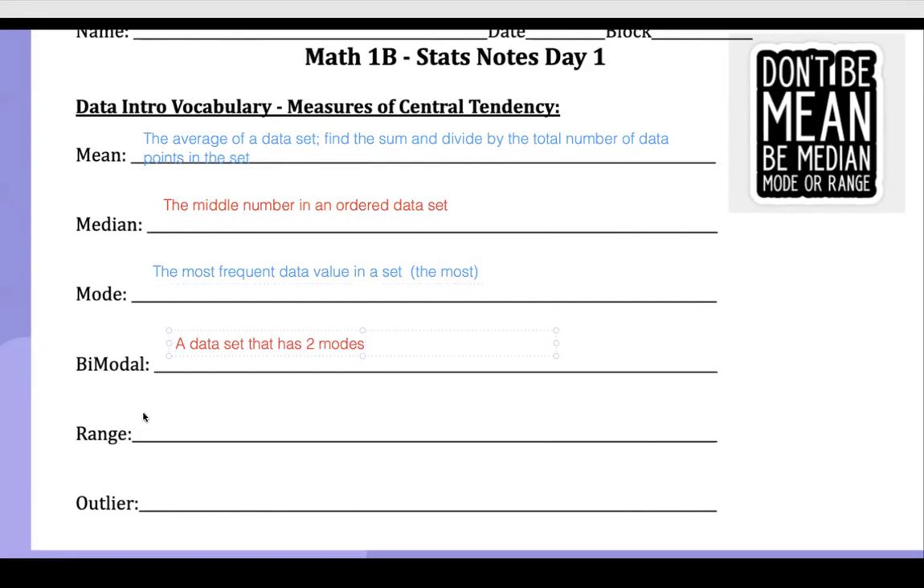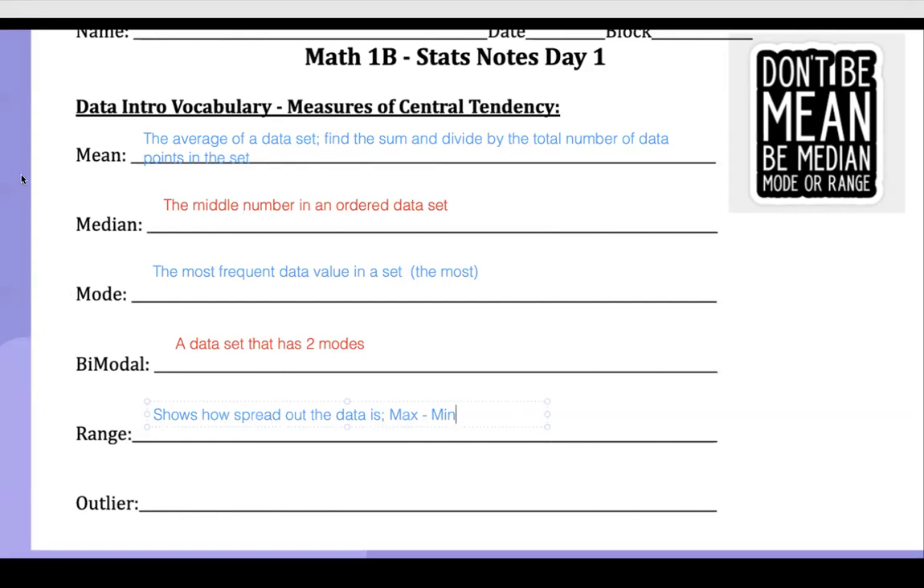And then the range shows you how spread out the data is. And what that means is that you are going to find the range by doing the maximum number and subtract it from the minimum number. So that calculates the range, is the max minus the min, which tells you how spread out the data is.